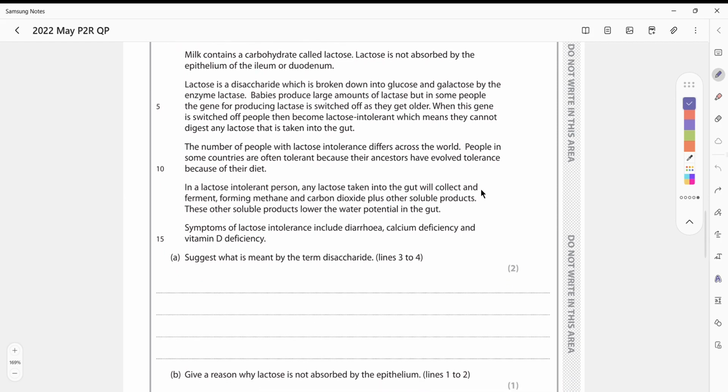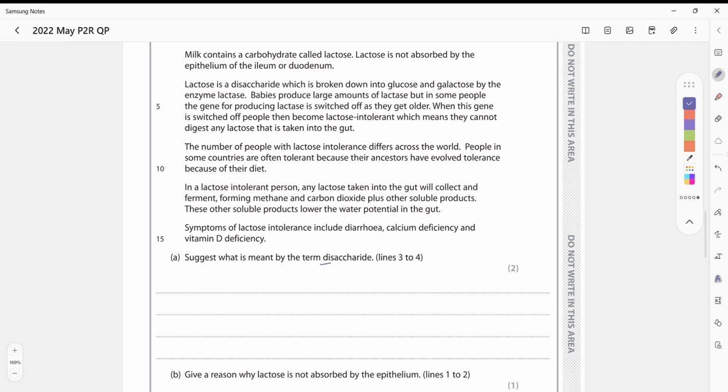Suggest what is meant by the term disaccharide. So di means two. So two of what? Two monosaccharides that are joined together. So you do need to know the three sort of categories of carbohydrates. You have monosaccharides, so that's one unit of sugar. So that's something like glucose. So glucose is a monosaccharide. Disaccharide is when you have two monosaccharides joined together.